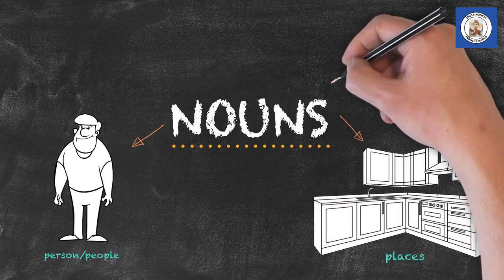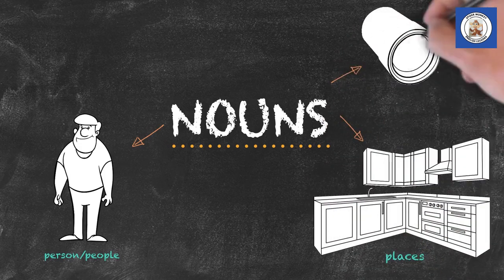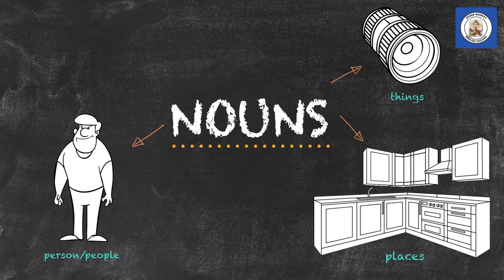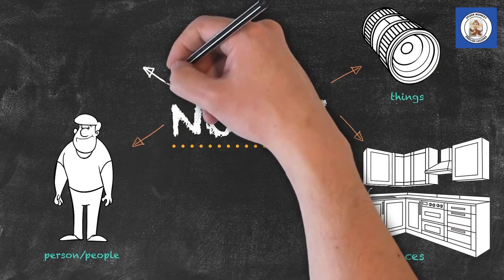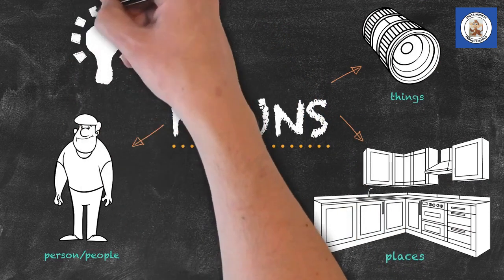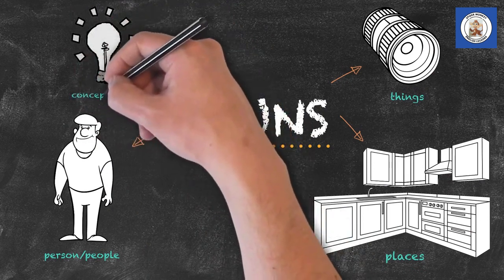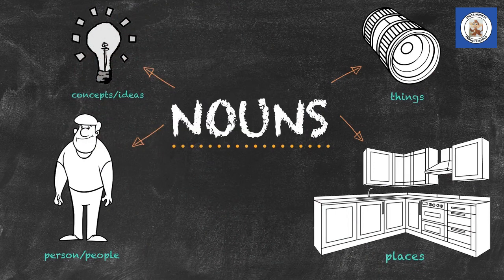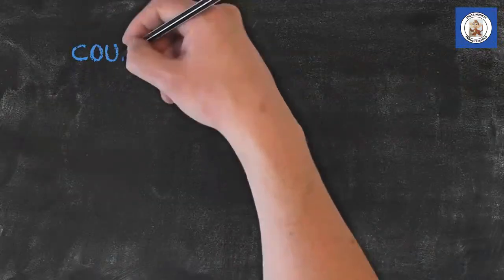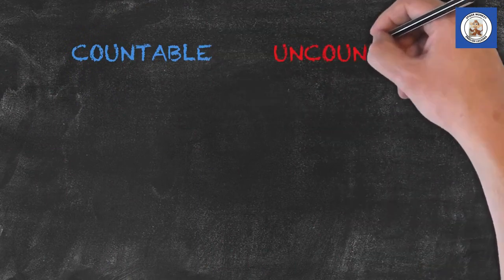Things are the things around us: pen, light, camera. We have our concepts and ideas: beauty, democracy. These people, things, places, and concepts fall into two basic subcategories. Those subcategories are countable and uncountable.